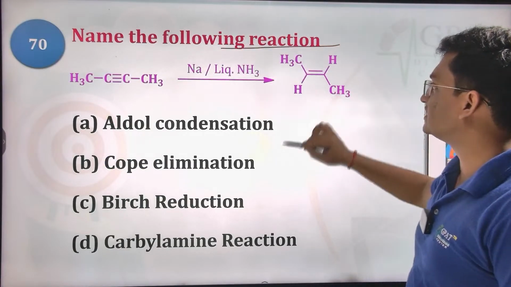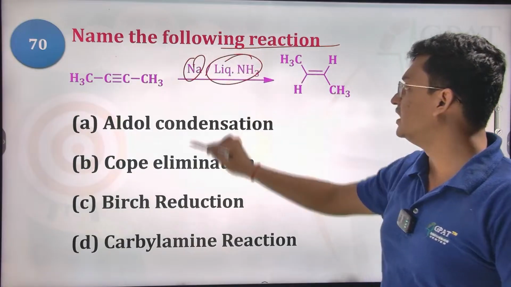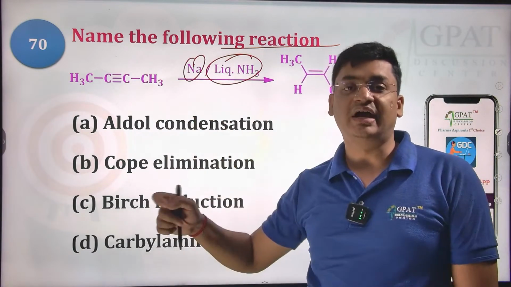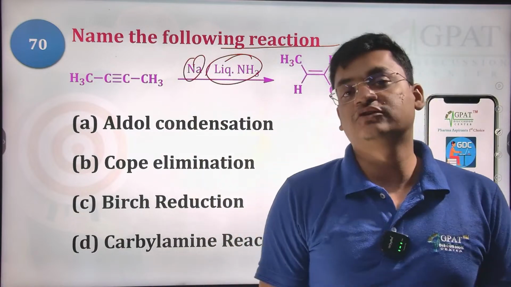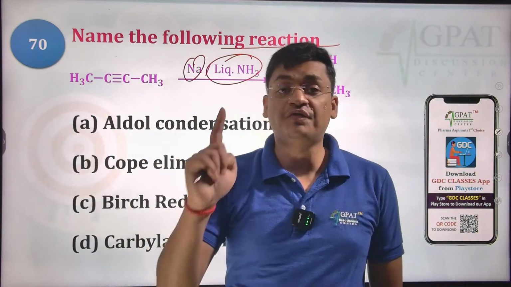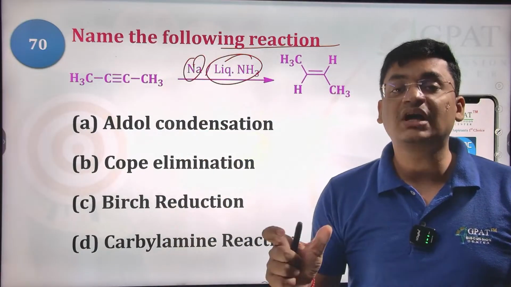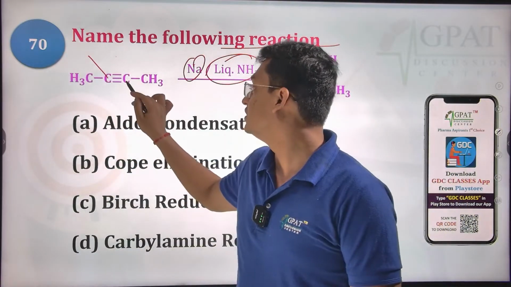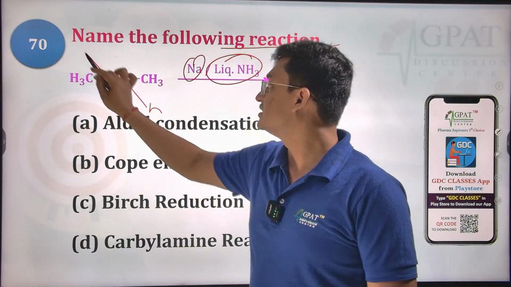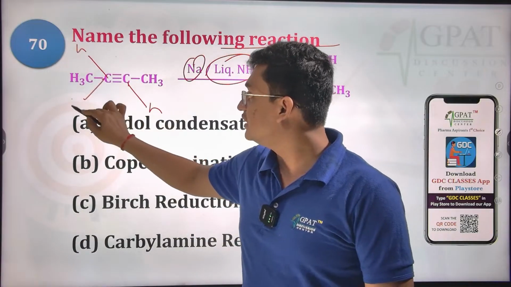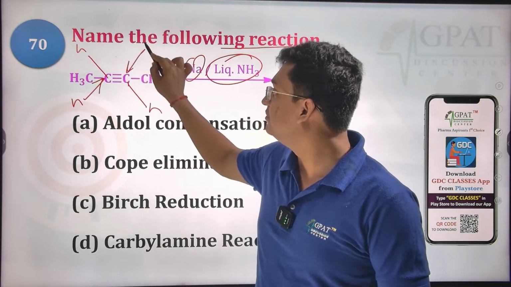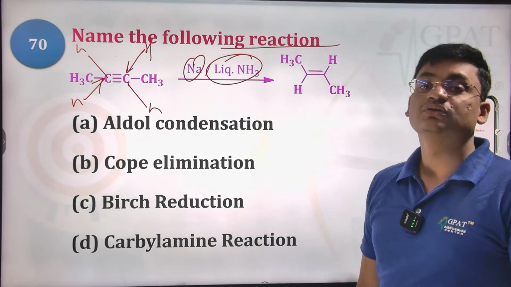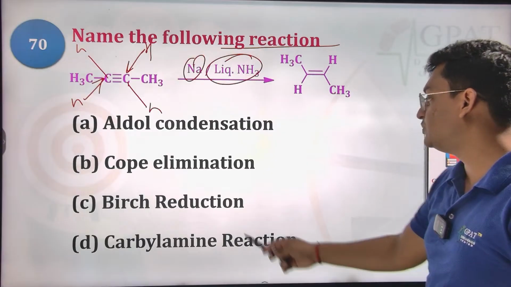Name the following reaction. We are having sodium in liquid ammonia. So when an alkyne is treated with sodium or lithium metal in liquid ammonia, it gets addition of hydrogens in a trans fashion. If one of the carbons is getting hydrogen from this direction, the other will be having addition from the opposite side. So this is a trans addition of hydrogen. It's known as Birch reduction.